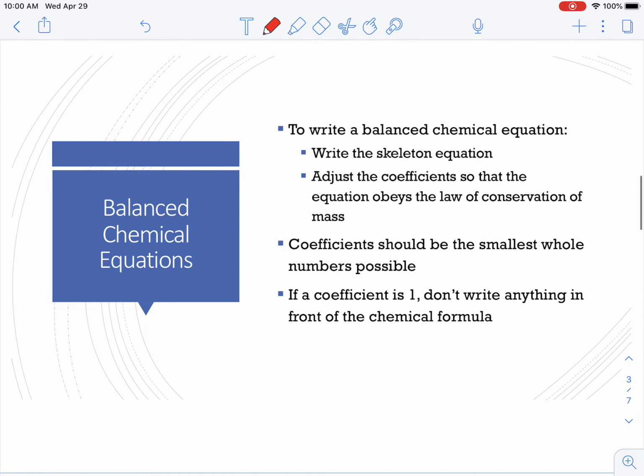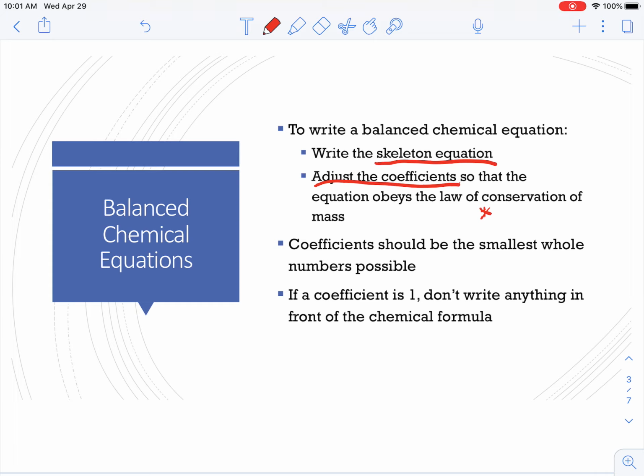So a simple plan on how we're going to work through writing these balanced chemical equations is, first, we're going to want to write the skeleton equation, where all we do is show what reactants combine with each other and what products are going to be formed. From there, we are going to want to adjust the coefficients in front of the chemical formulas of our skeleton equation so that we obey this law of conservation of mass.